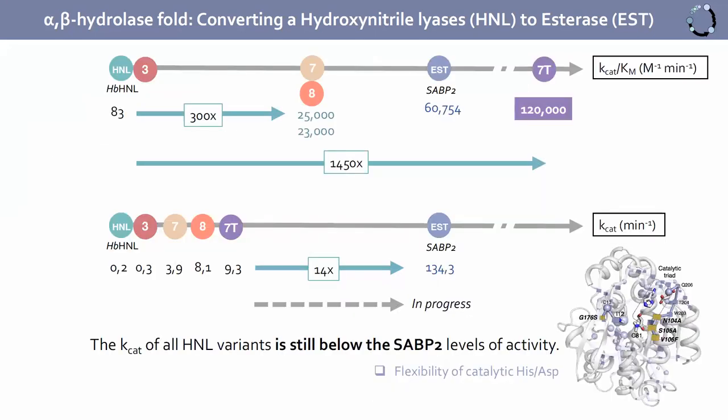Okay, what I did not tell you: I showed you the kcat over KM, which we were very happy to see was improved. However, if you check more specifically kcat, which is what I'm showing here, the problem we have is that kcat is not as good as SAPP2. Okay, so we are not at this 130.